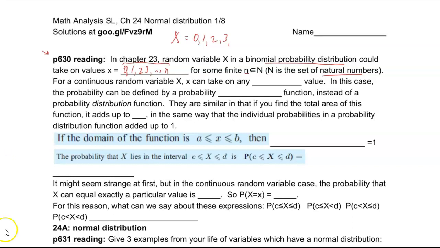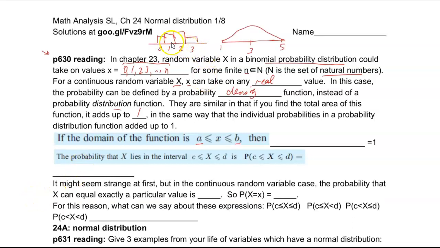For a continuous random variable, also called big X, the values it can take on, small x, can be any real value. So any decimal value. In this case, the probability can be defined by a probability density function instead of a probability distribution function. They are similar in that if you find the total area of this function, it adds up to 1, in the same way that the individual probabilities in our probability distribution functions add up to 1. Let me show you an example of what we're talking about here.